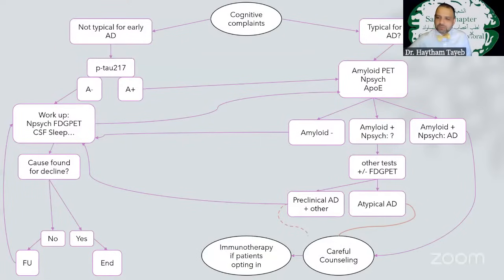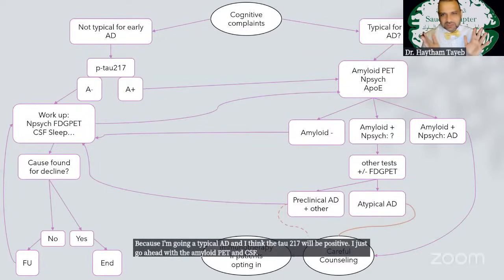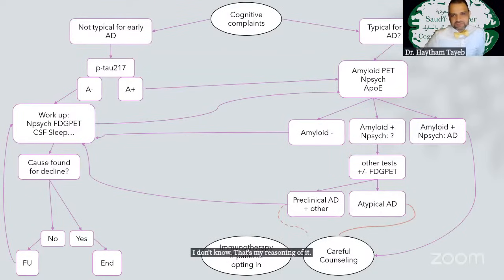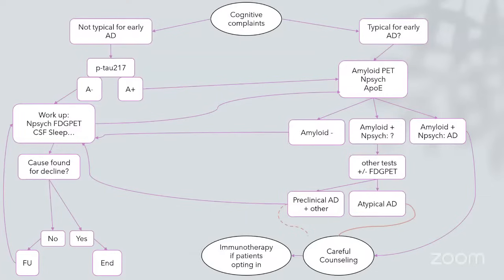Oh, because sometimes if it looks like it's early AD, I'm not ruling in with the tau 217 yet. It's more of a rule out test. So if I'm going to rule in, because it's typical AD, and I think the tau 217 will be positive, I just go ahead with the amyloid PET and CSF. I don't know, that's my reasoning of it. Because if it's positive, I would do the amyloid PET and or CSF, usually amyloid PET anyways. Okay. I don't know. That's my justification.